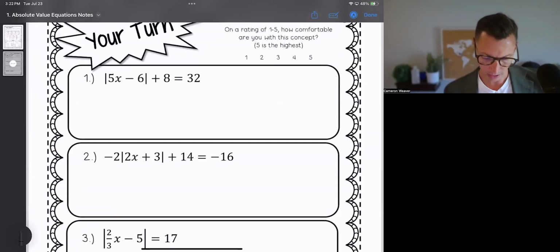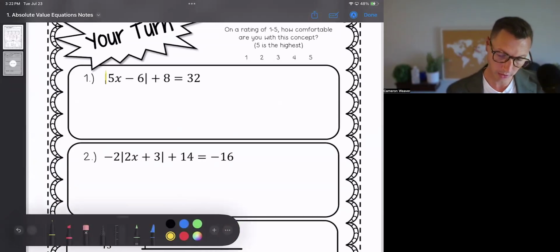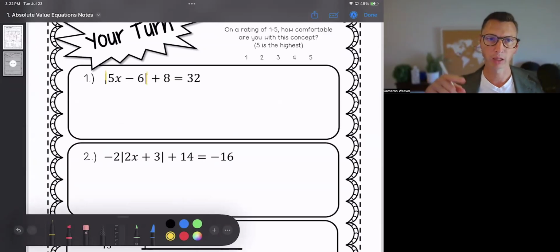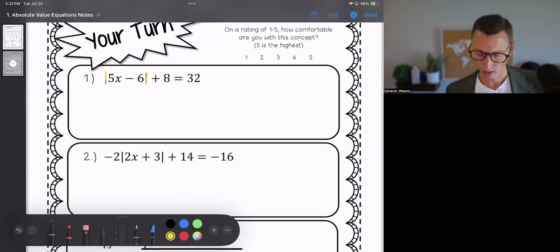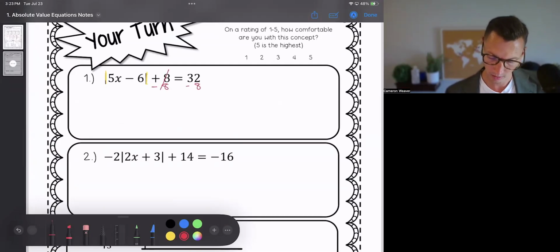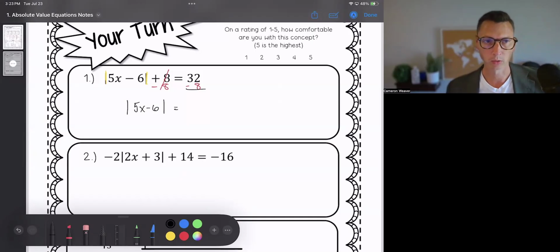Step 1 says to isolate the absolute value bars. Here they are not isolated. These are your absolute value bars, and you have +8 still being added to your absolute value bars, okay? So that's the first thing that we want to do, is eliminate this 8 here. We're going to subtract 8 on both sides, and that will give us the absolute value of 5x minus 6, and that will be equal to 24. 32 minus 8 gives us 24. Now we have successfully isolated the absolute value bars.